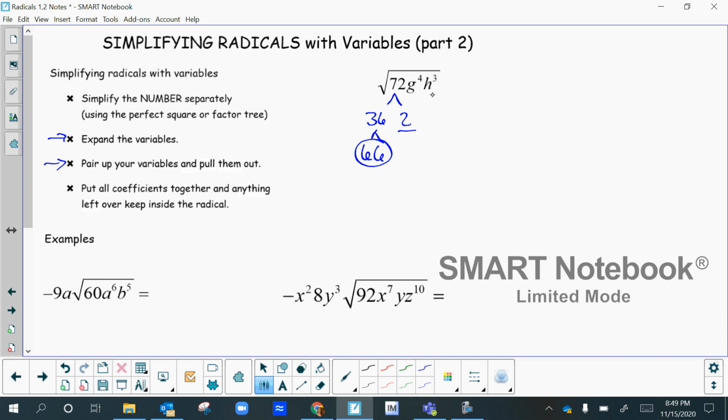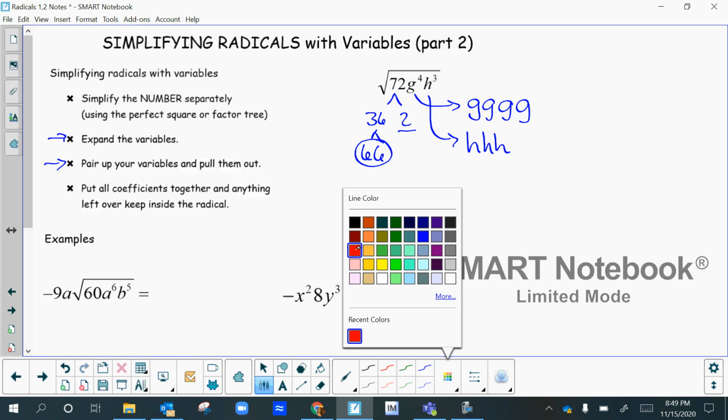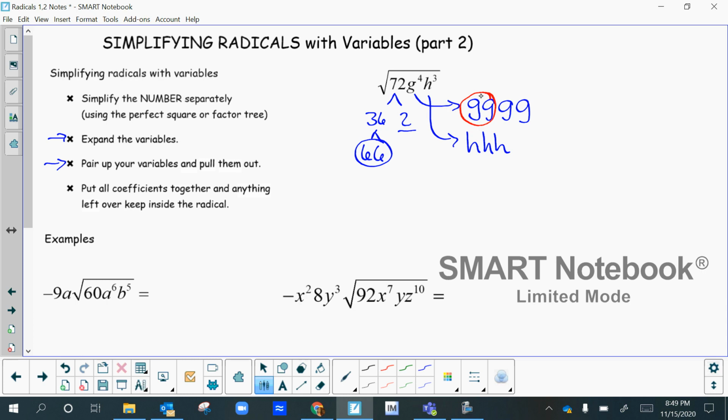So it says g to the 4th. So it said expand the variables. G to the 4th means g times g times g times g. Okay? And you learned that in Algebra 1. So we're going to do the same thing with h. H to the 3rd is h times h times h. Okay, so now we're going to circle the pairs. So I have 1 here and 1 here, 1 here, and then I'm going to underline that h. Okay, so I also have this pair right here, and then I have that 2 underlined.